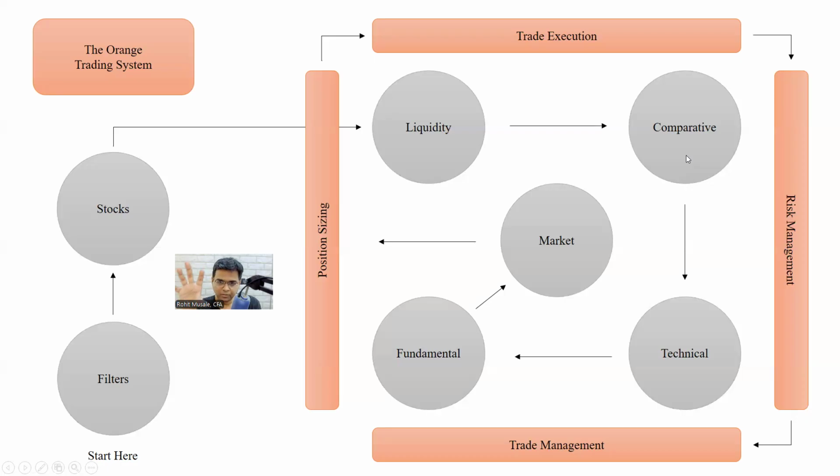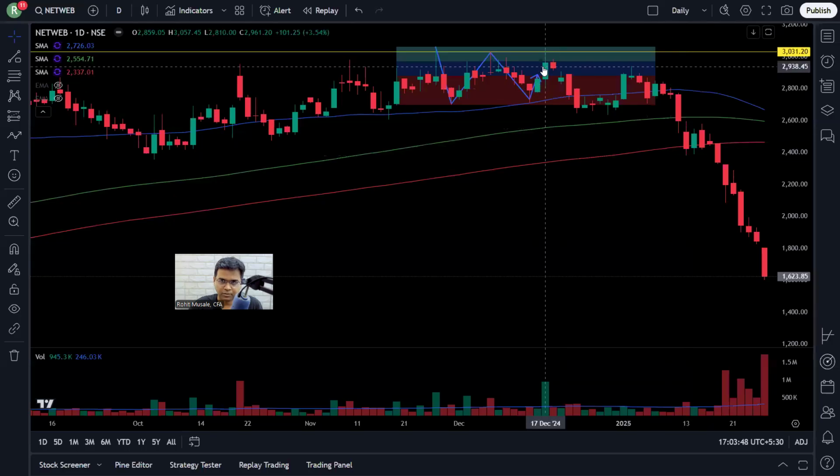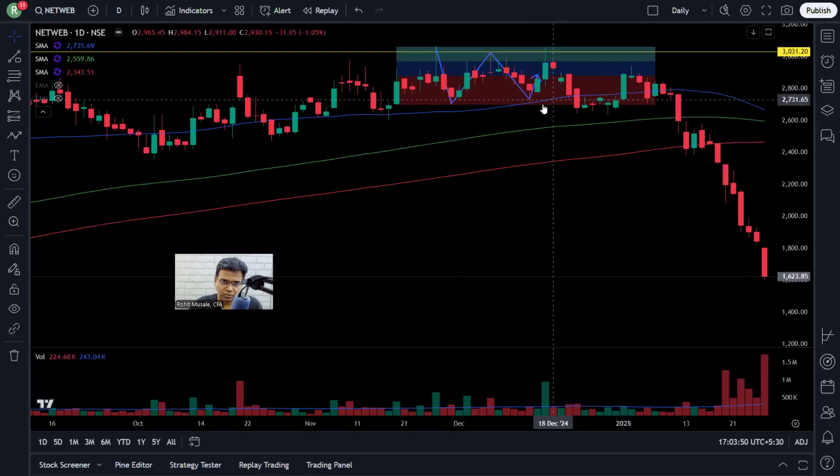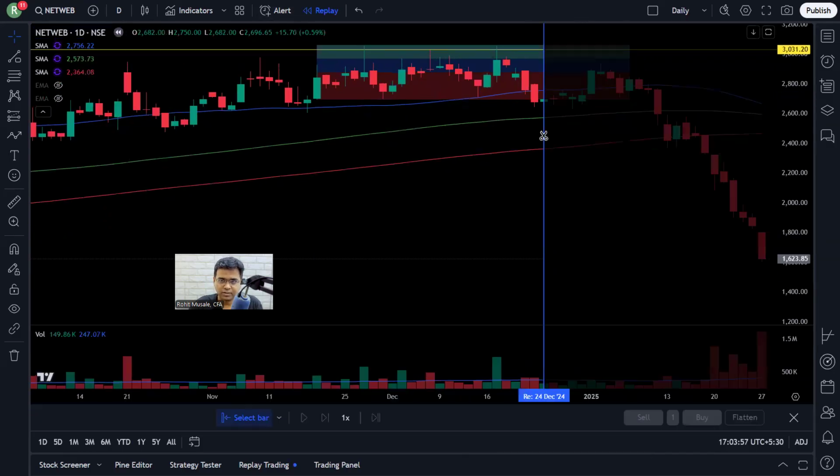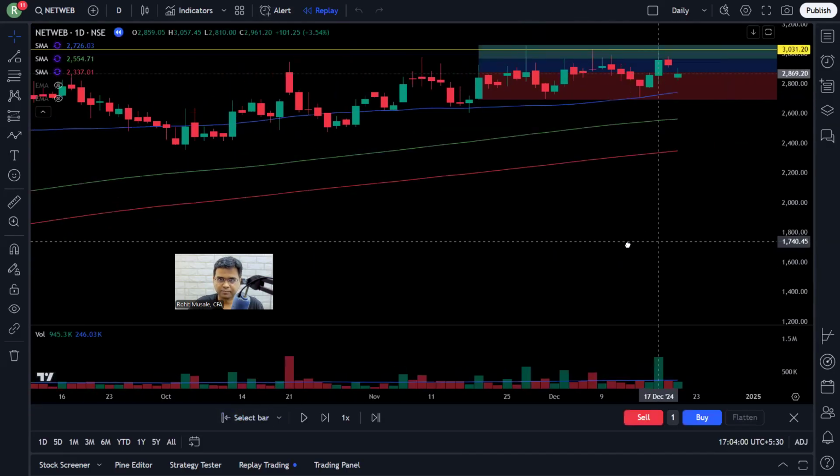So comparative, technical, those are the two reasons I must have rejected the stock. But as I said, let's assume I bought the stock. Okay, for some reason I bought the stock here. Look what happens in the next 2 days. Wait, yeah. So if I just hide this, yeah. Have a look at this.